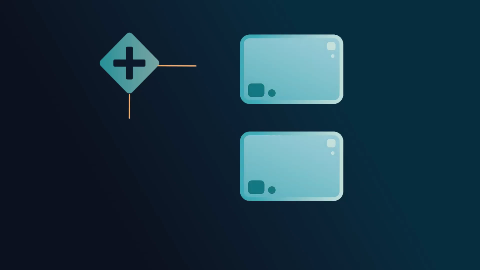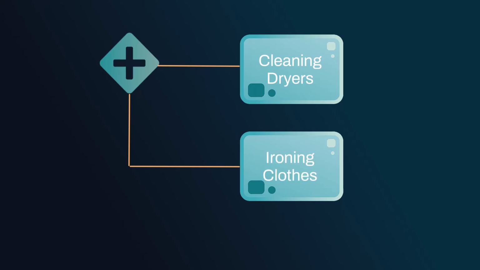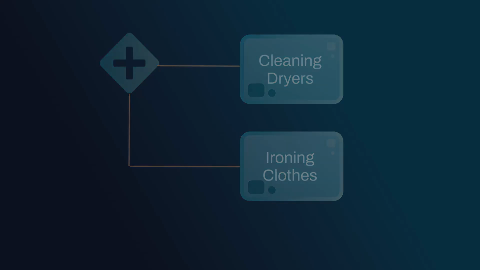And gateway. The second type of gateway, the AND gateway, is used when multiple parallel activities need to be performed simultaneously. In other words, activities that can be performed at the same time. For example, while Lulu is cleaning the dryers, Steph can be ironing clothes. This allows different tasks to run at the same time, improving efficiency.